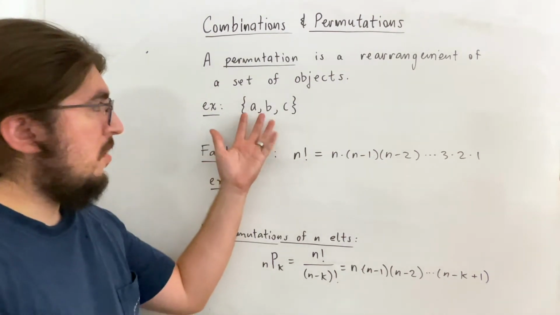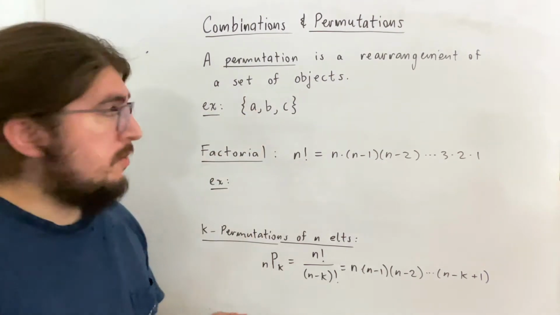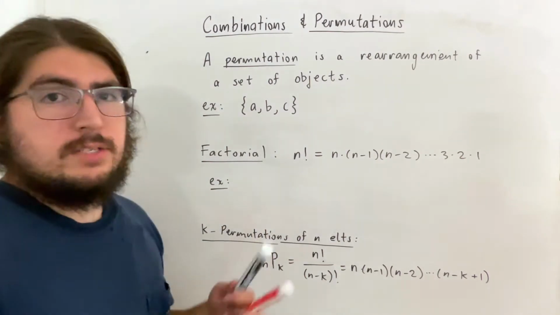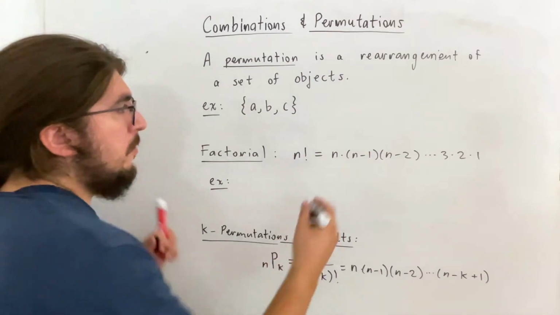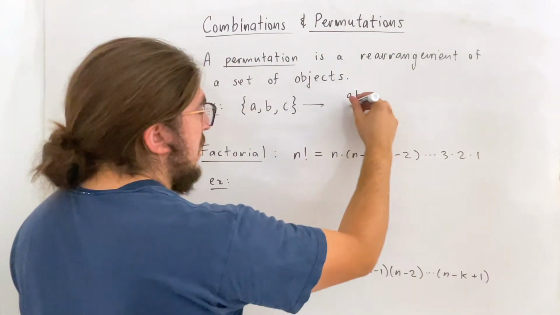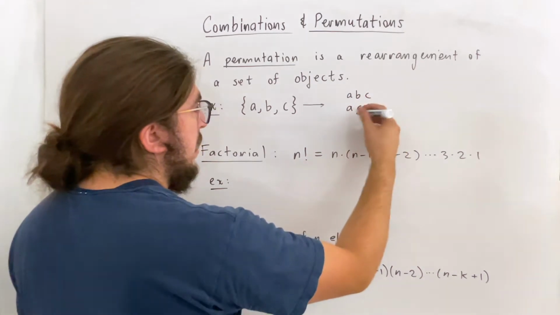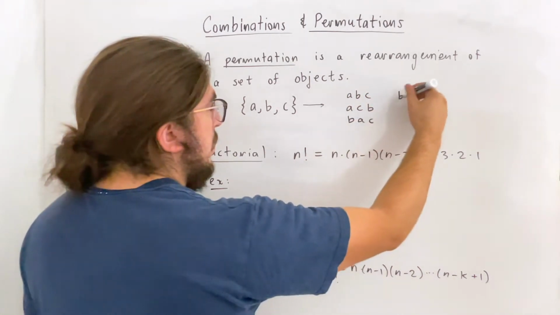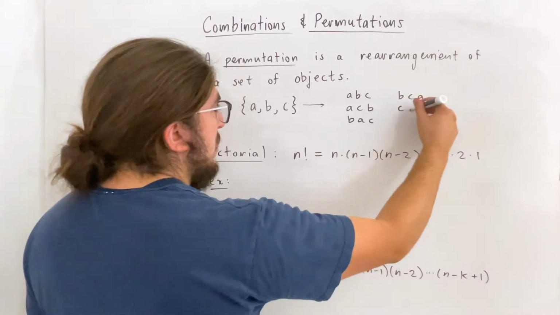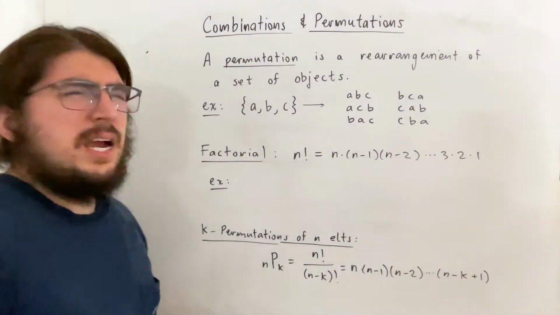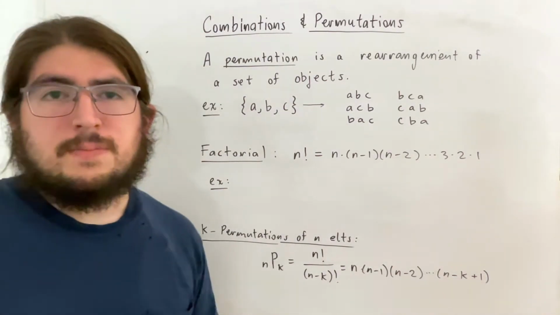So for example, if you have A, B, and C, a given permutation would just be rearranging those in some way. So you have the same set, but there are different permutations. I'm going to write all the permutations of A, B, and C. So we have ABC, ACB, BAC, BCA, CAB, and CBA.